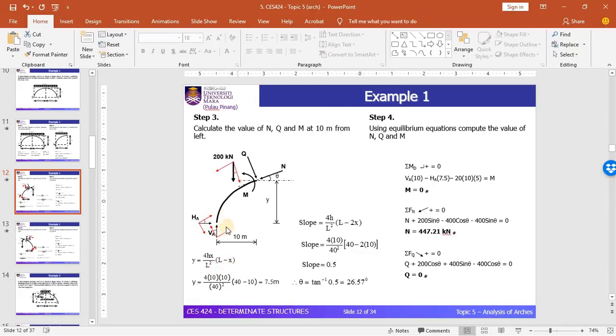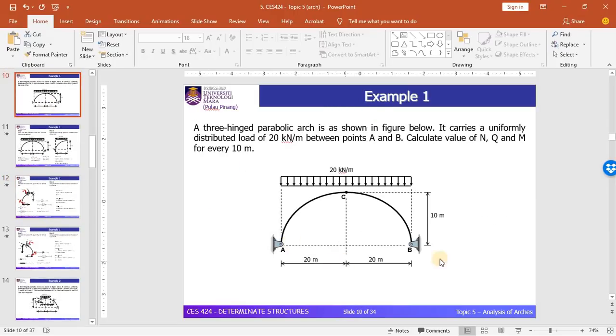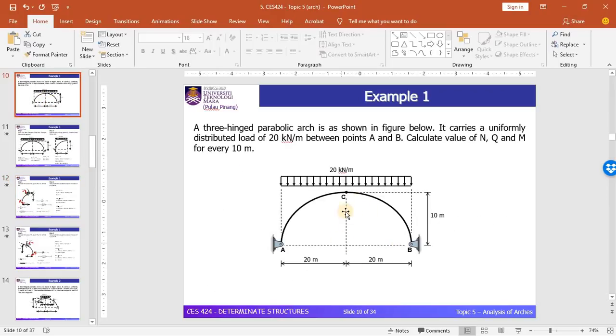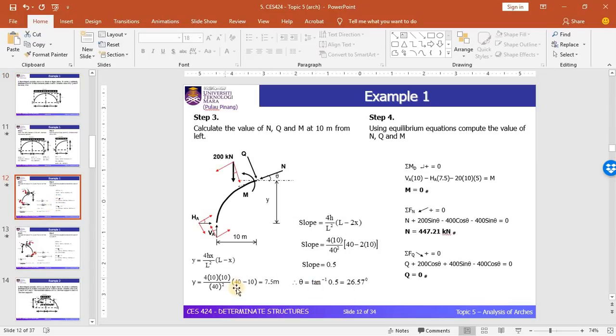Based on this free body diagram, we need to find the value of Y at x equal to 10 meter. The L is 40 meter, the span of the arch, and x is 10 meter. The h here, based on this diagram, is 10 meter. Simplifying this, you can see that Y equals 7.5 meter.